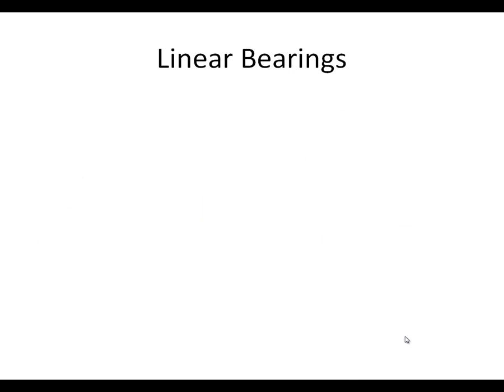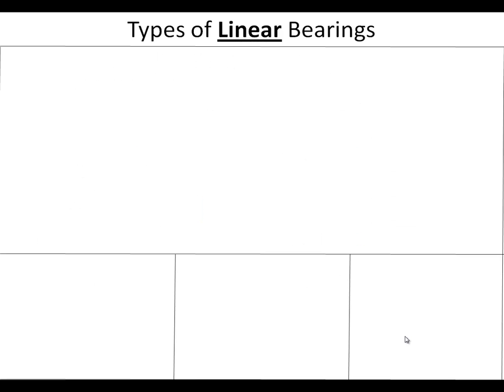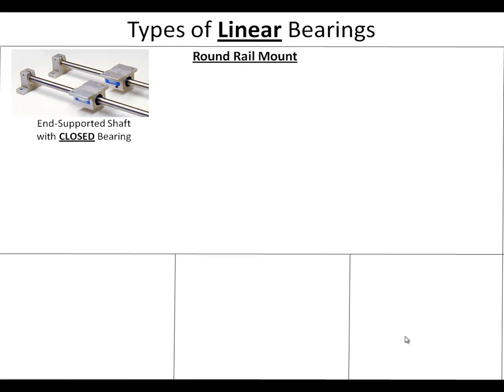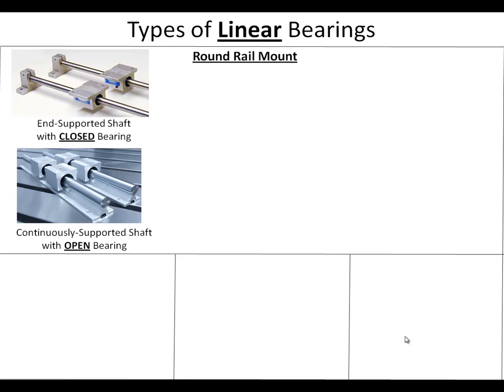Now let's talk about linear bearings. Here are some different types of linear bearings. There's some linear bearings that mount to round rails. Here's an example of an end-supported shaft with a closed bearing. Here's an example of a continuously supported shaft that would use an open bearing. The bearing would have to be open to provide clearance for that continually supporting member.